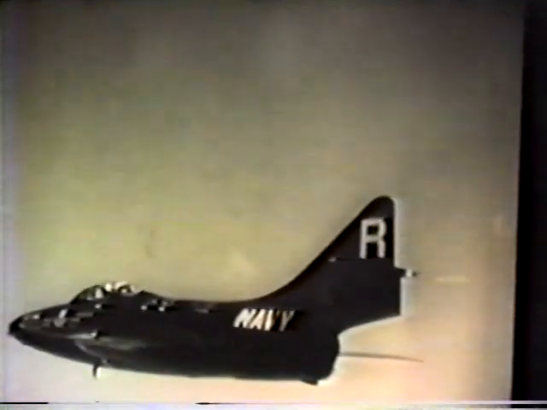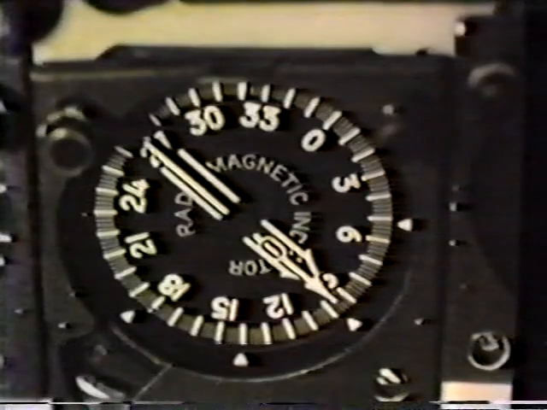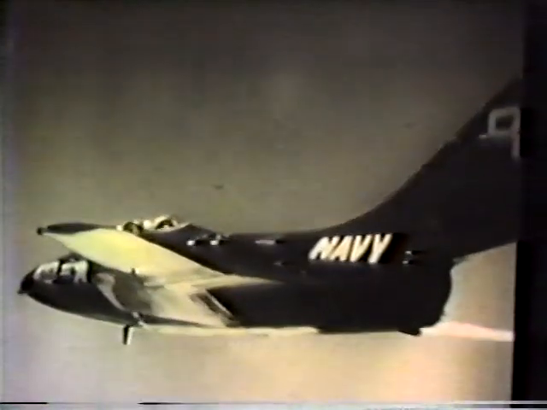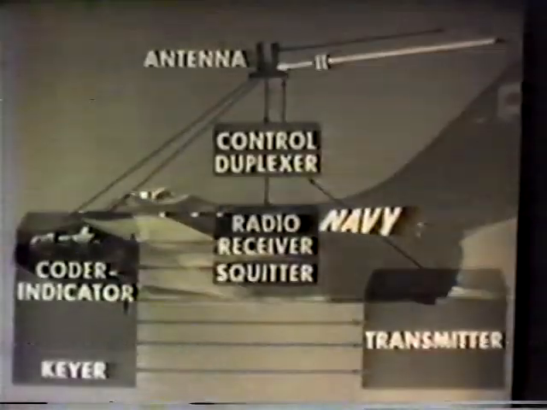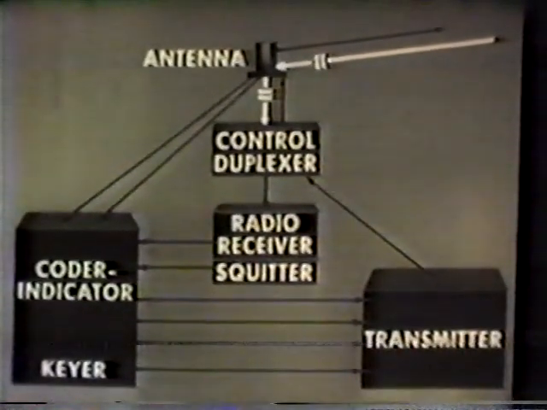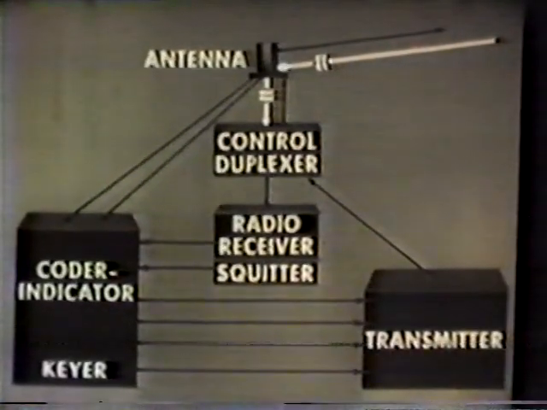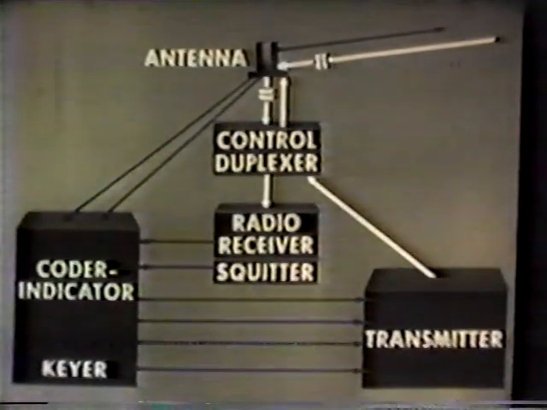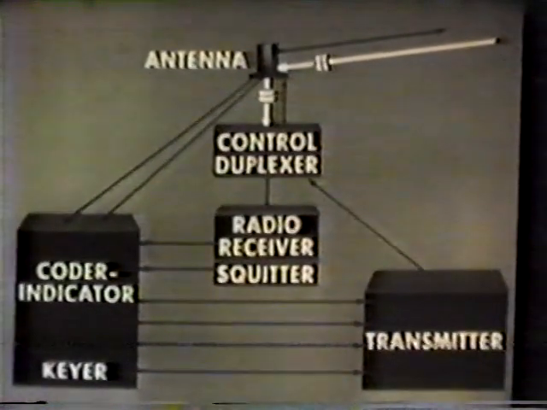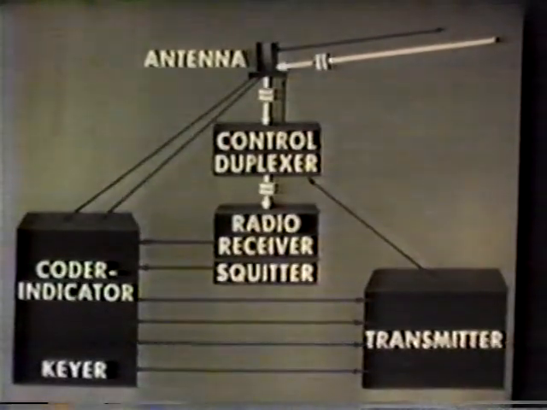This time, observing the part the AN-URN-3 components play in supplying an aircraft with distance, identification, and bearing information. The aircraft's distance interrogation pulse pairs are received at the antenna and passed to the control duplexer, as shown in this block diagram. The duplexer permits simultaneous connection of transmitter and radio receiver to the same antenna. The duplexer channels the interrogation pulse pairs to the radio receiver.